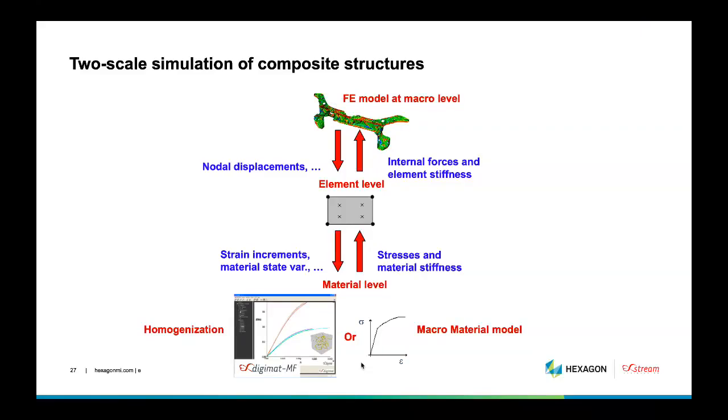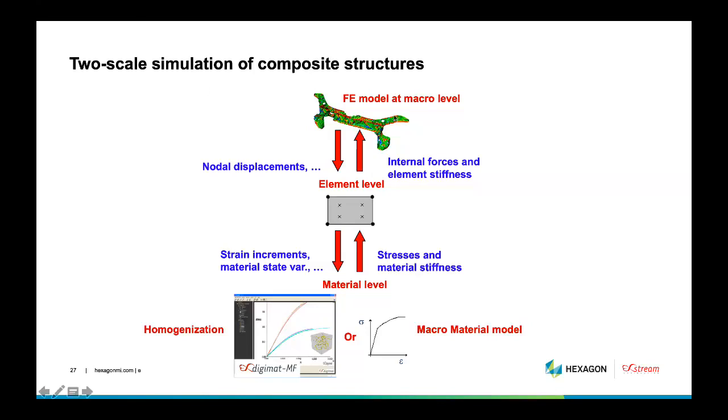So this is a picture of how you do a two-scale simulation of a composite structure, composite in a broad sense, so it can be, as I explained, a part obtained by injection molding of short fiber reinforced composite. It could be a part obtained by additive manufacturing of polymers or reinforced polymers. Also, this is something that we are able to do. It could be a part made of a continuous fiber reinforced composite, and I didn't have time to talk about it today. So this is really a general procedure.